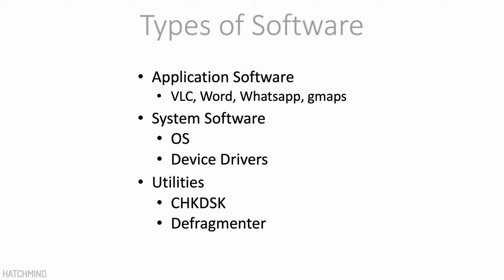There are utilities. So people who use Windows might know that there is a utility called check disk, which checks if the disk is healthy, if there's any sector that's been damaged. So that's a utility. And there is a defragmenter utility in Windows, which is to defragment, which means to bring together the sectors which have been separated apart. We'll also see that in detail in the upcoming videos.